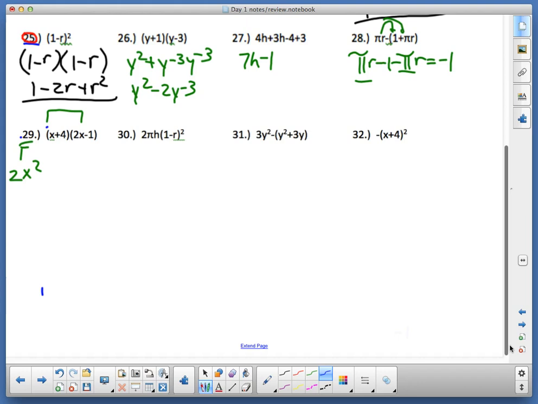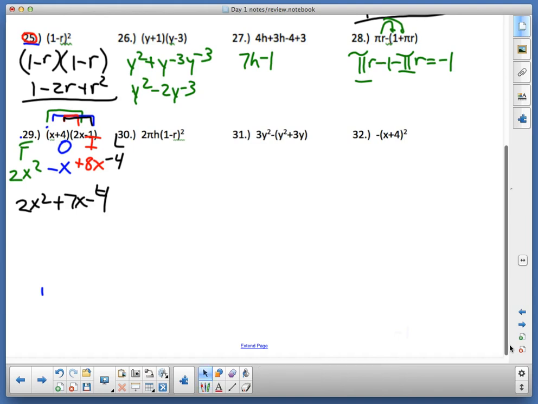I've got my outsides, x times -1, I got -x. I've got my insides, 4 times 2x, which is 8x. And it's plus 8x, positive. And I got my last here, which is 4 times -1, which is -4. So I've got 2x squared plus 7x minus 4 is my answer.